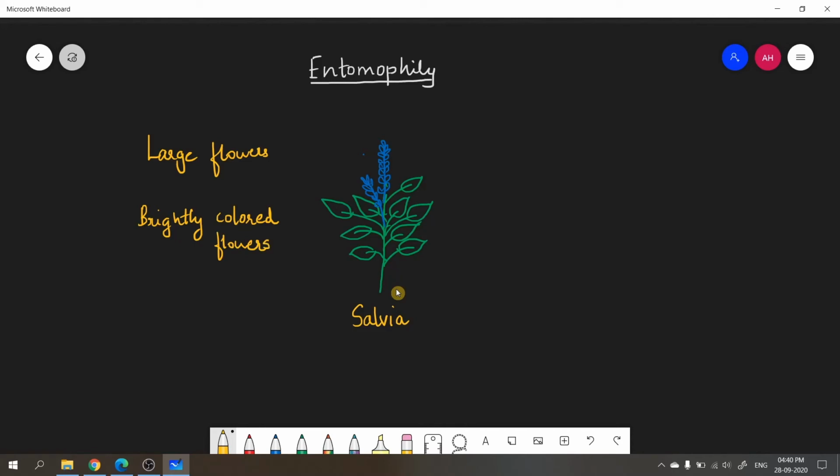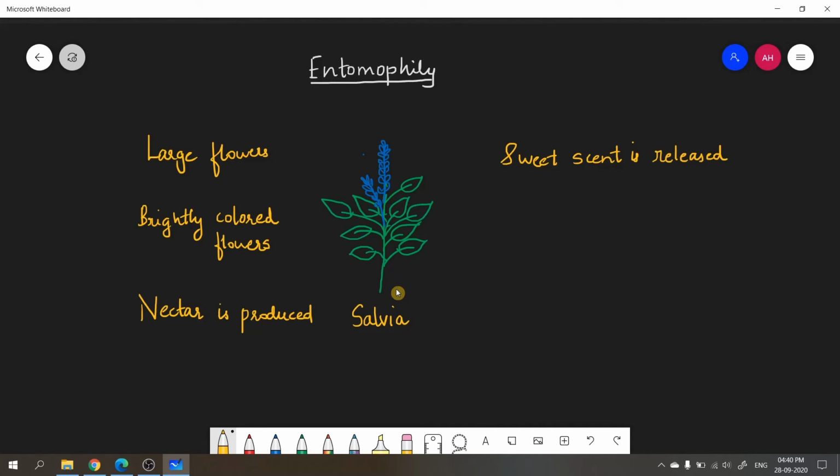Then for attraction of insects, there is requirement of some other thing as well. Yes, that is nectar. So nectar is produced, and along with nectar, such flowers will also require production of a fragrance or a smell, right? So a sweet scent is released by such flowers.